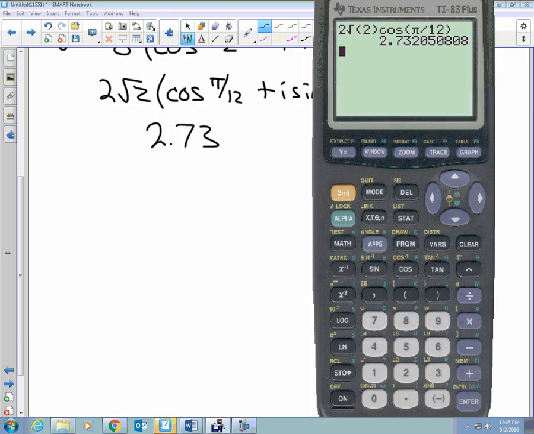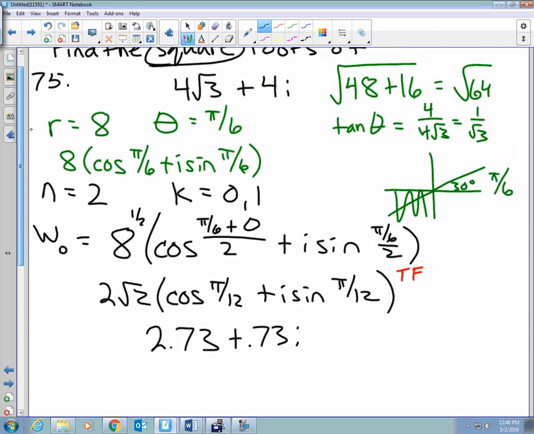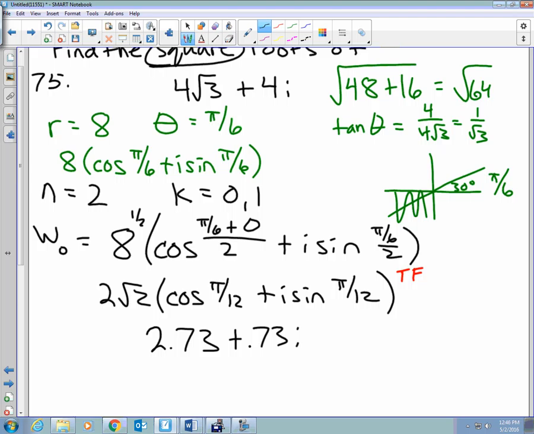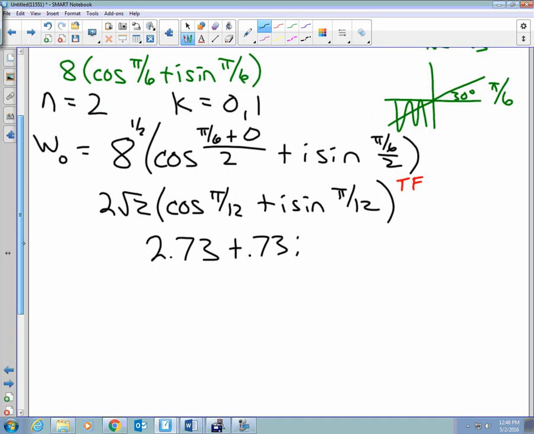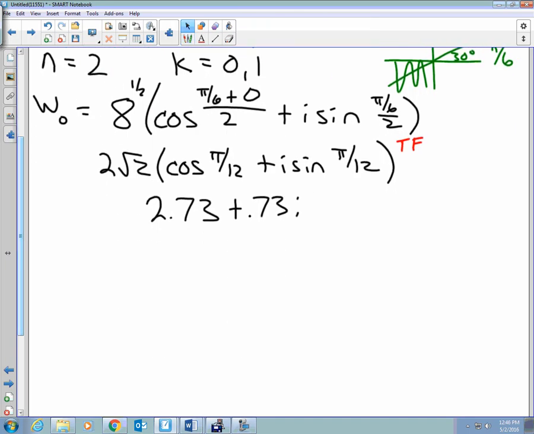Pi over 12 is in radians. I only use the degree thing in order to come up with that previously. And then we'll do the same thing. I'm going to press enter. What's the only thing I need to change up here in order to get sine? So I go back and I get sine. And I get 0.73. So plus 0.73i. That means if you were to take 2.73 plus 0.73i and multiply it by itself, you would come up with 4 roots of 3 plus 4i. That is your complex form.